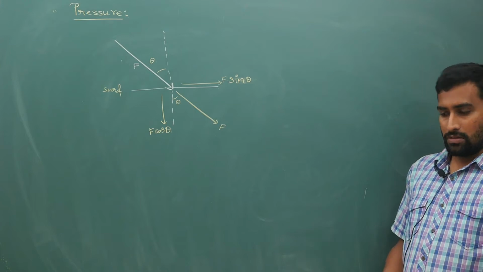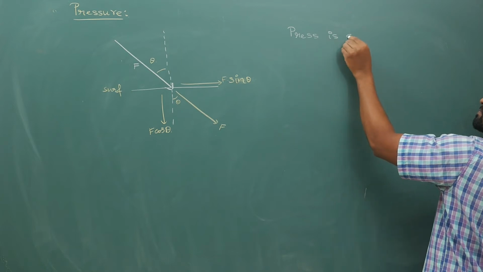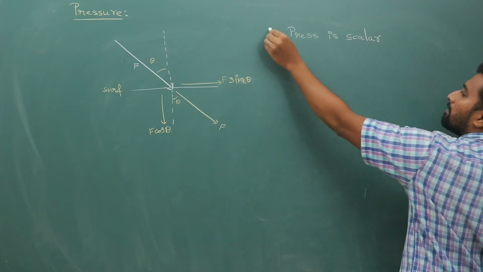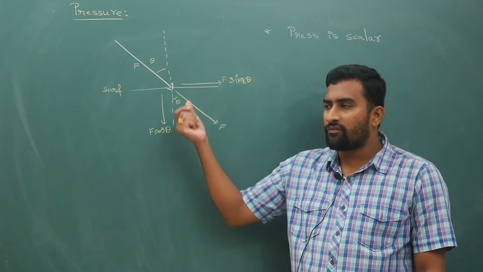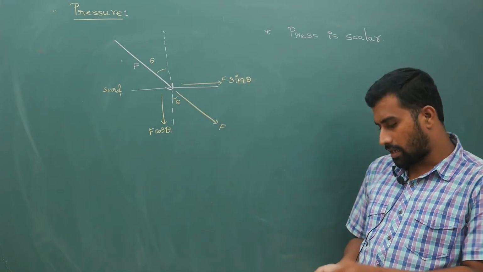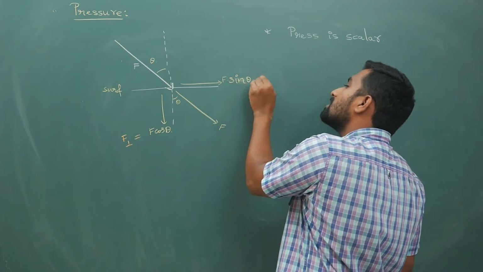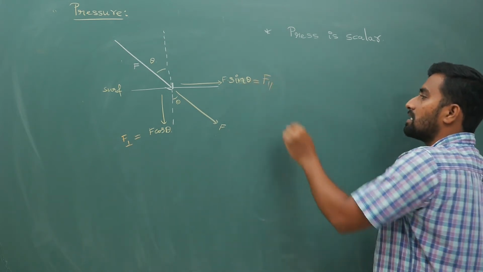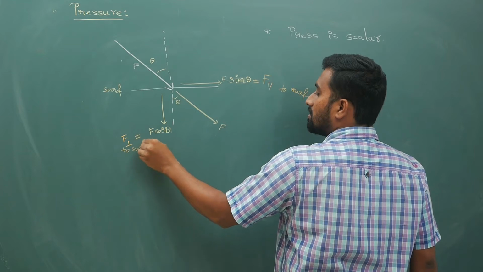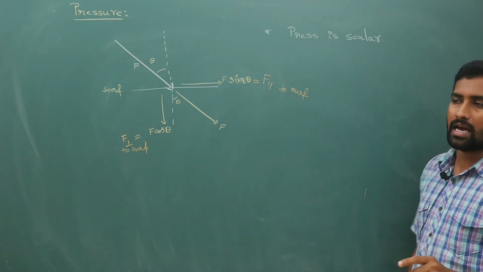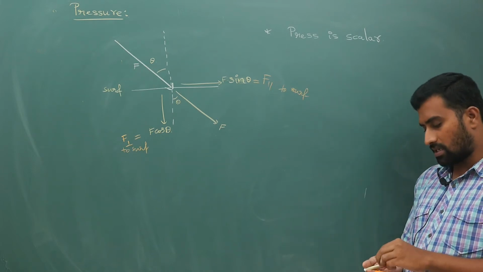Now here your pressure is a scalar quantity. Remember, pressure is scalar. If you are talking of pressure on this surface, this is your perpendicular component of force, and this is your parallel component to the surface. You basically have two components, one perpendicular to the surface and the other parallel to the surface.